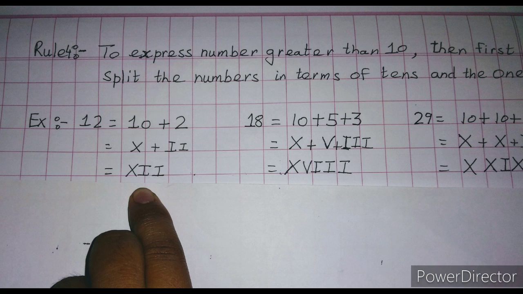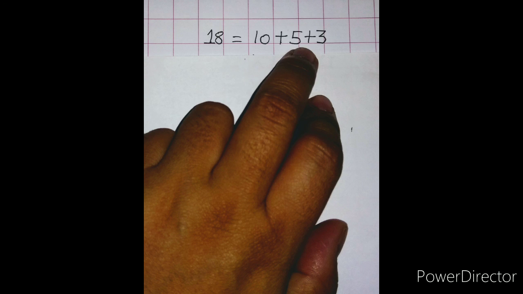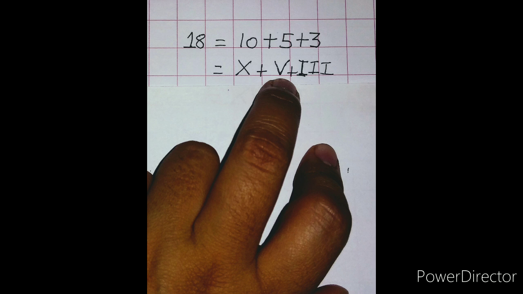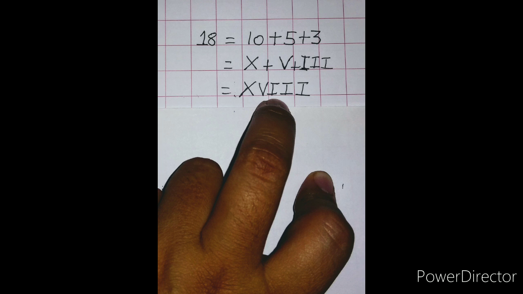Next example is 18. Here we will split it into 10 plus 5 plus 3. For 10, the Roman numeral system denotes X. For 5, it is V, and for 3, it's I 3 times. So we will write XVIII, which is equal to 18.